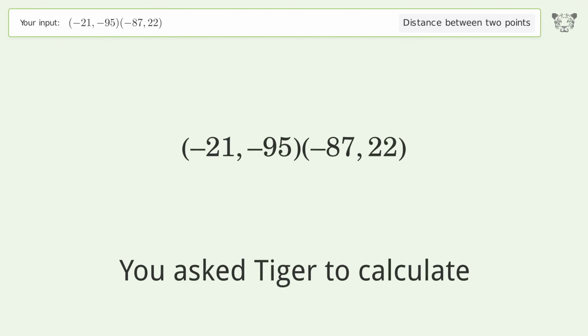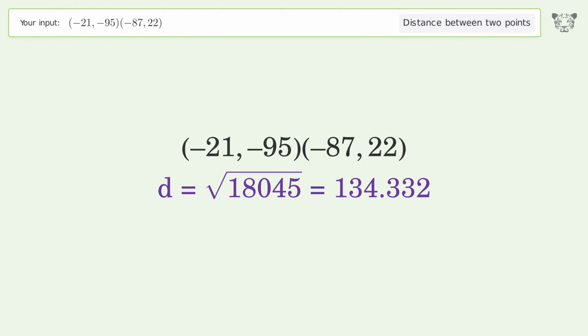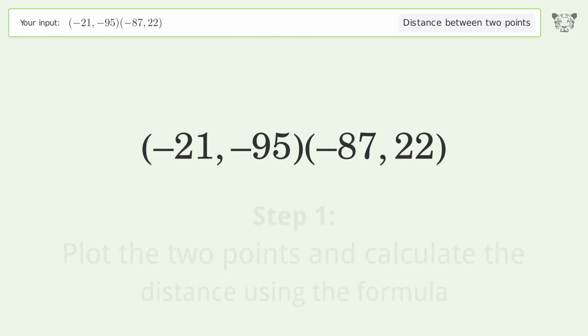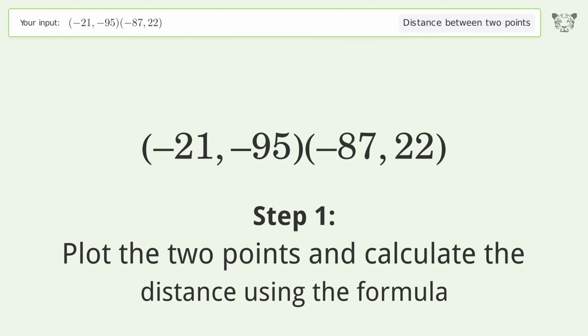You ask Tiger to calculate. This deals with the distance between 2 points. The distance between the 2 points is the square root of 18,045 or 134.332. Let's solve it step by step. Plot the 2 points and calculate the distance using the formula.